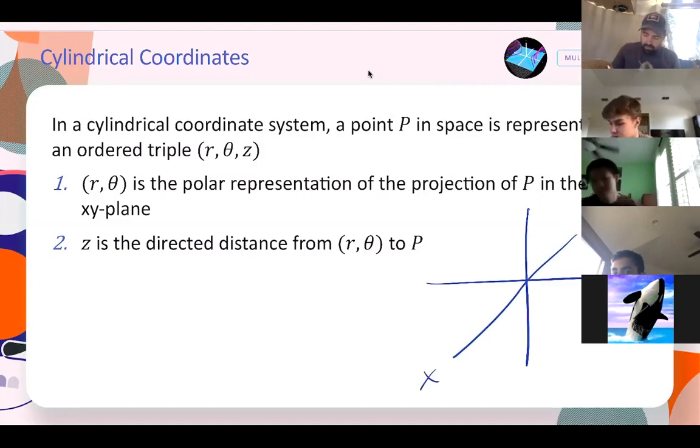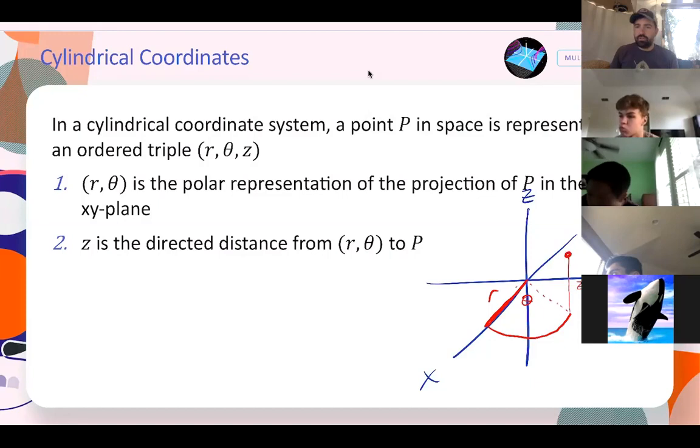Okay, so we have x, y, z. R is just your distance from the origin in the xy plane. Theta is how much we've moved around from the positive x-axis. And then z will go up or down and get to a point. Okay, so same exact r and theta, and really the same z as we have in rectangular. So not a big leap from understanding polar to getting cylindrical coordinates, which is good because that's the one we use the most. We use a lot of cylindrical.